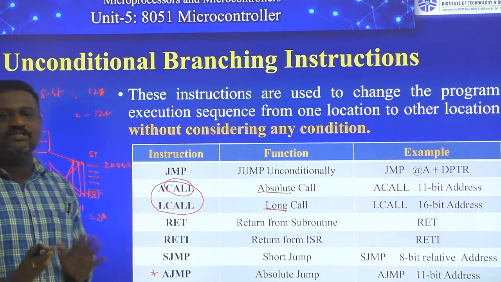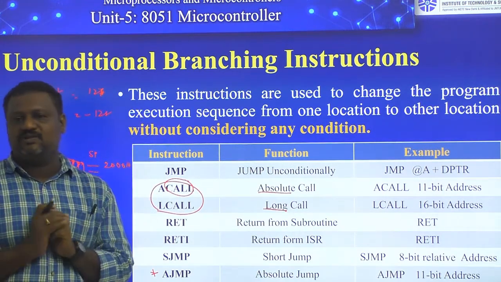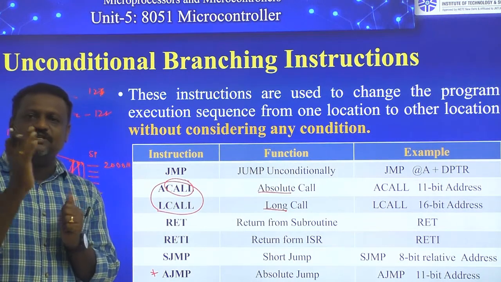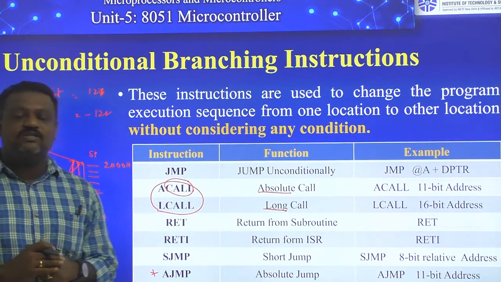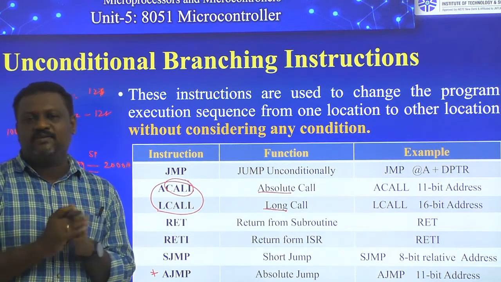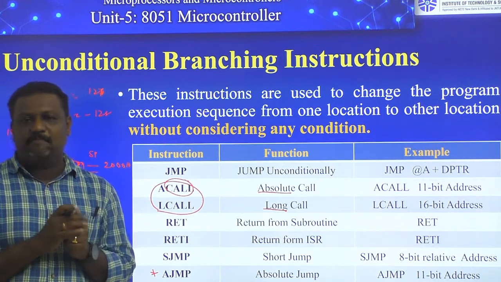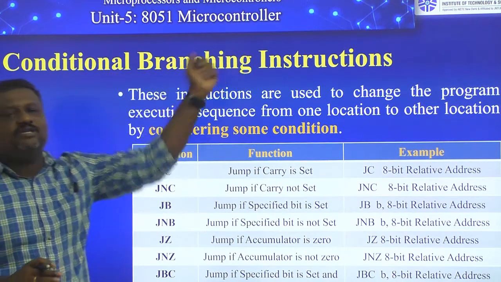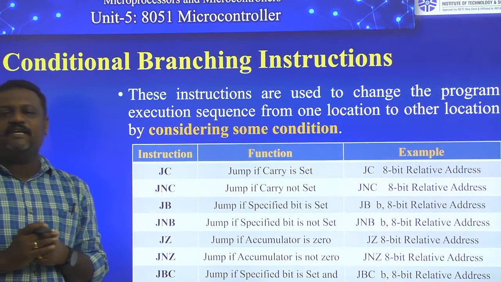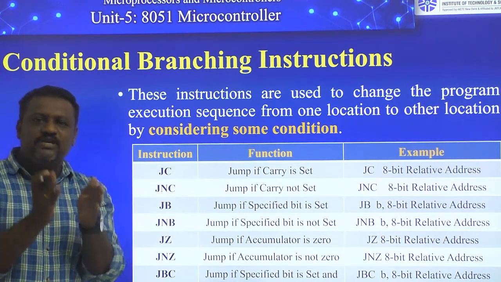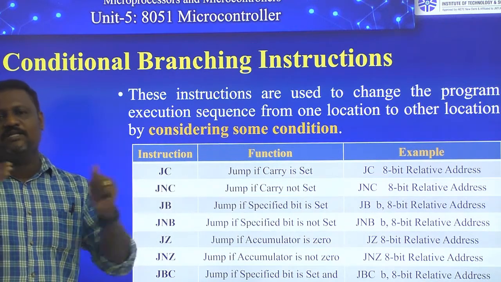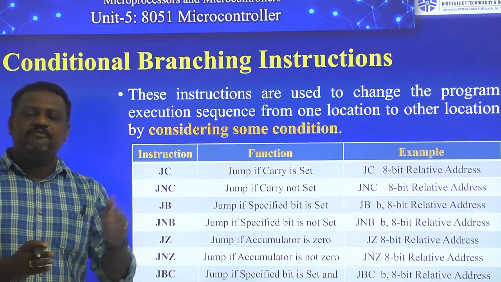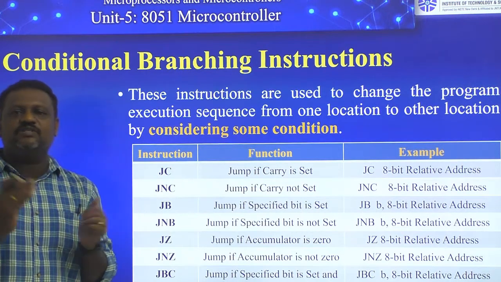So all these instructions we consider as unconditional branching instructions. In this case, we are not using any condition to change our program execution sequence from one location to another. That's why these 8 instructions are considered unconditional branching instructions of the 8051 microcontroller. And next, I shift to the second group of branching instructions, which we can call conditional branching instructions. The name itself indicates that this group of instructions is used to change the program execution sequence from one location to another by considering some condition. Only by considering a specific condition do we change the program execution sequence.